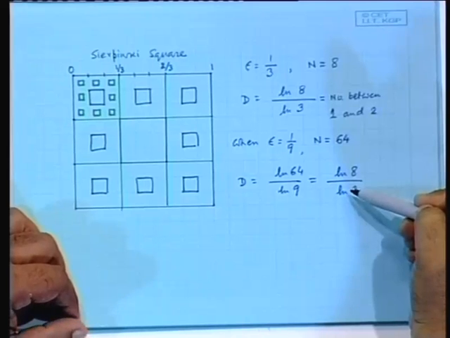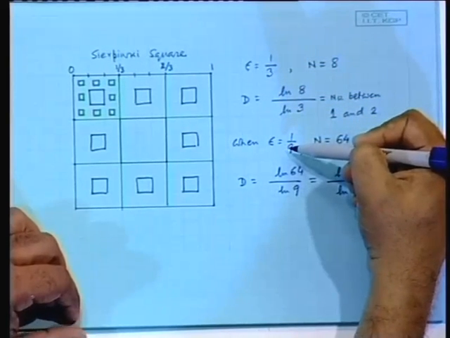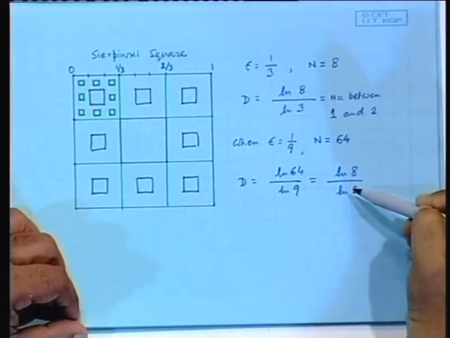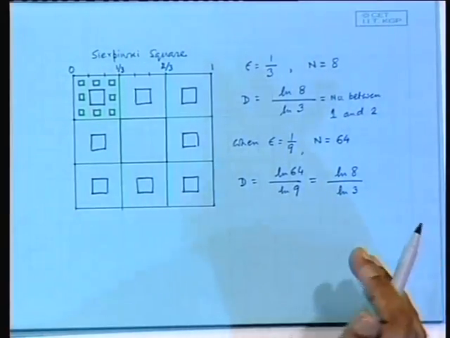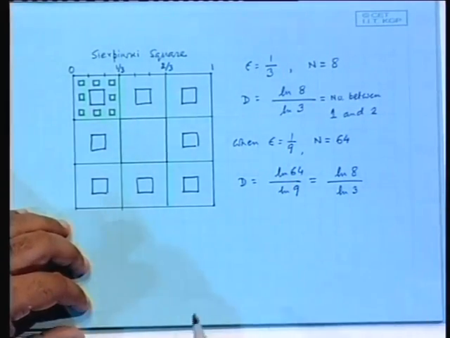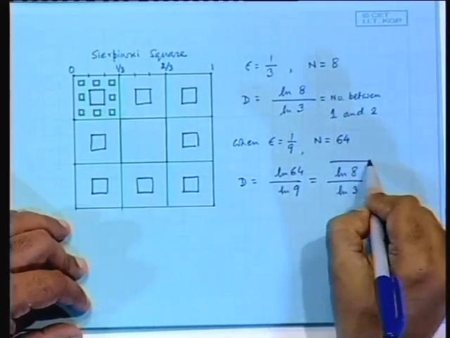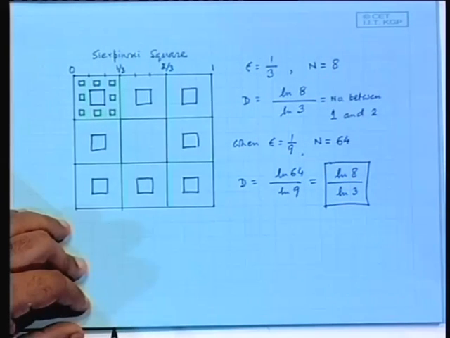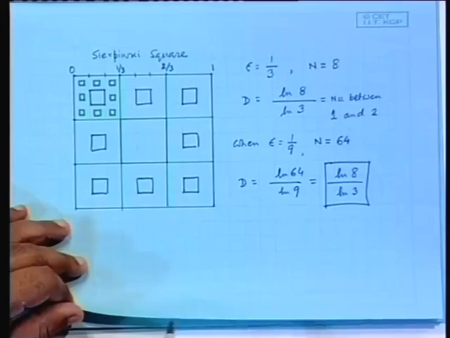So, it stands to reason that if we keep on reducing the epsilon ad infinitum, at every stage we will keep having the same value of the dimension, and therefore, the dimension is really invariant while epsilon tends to 0. So, this is the measure of the dimension of this object, ln 8 by ln 3. Fine. So, we have understood the Sierpinski square.